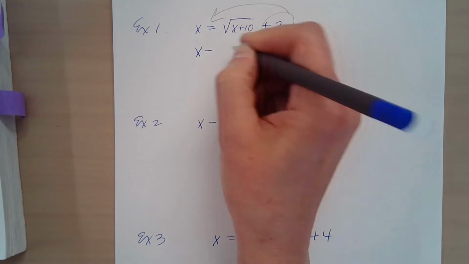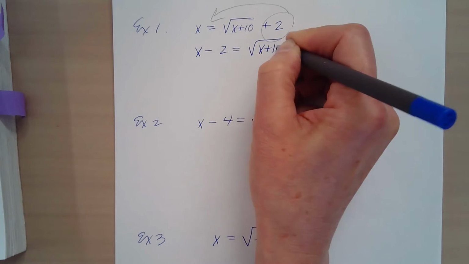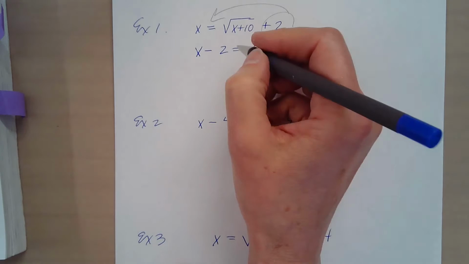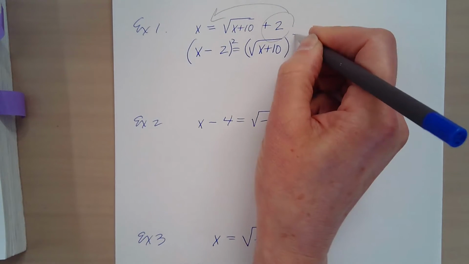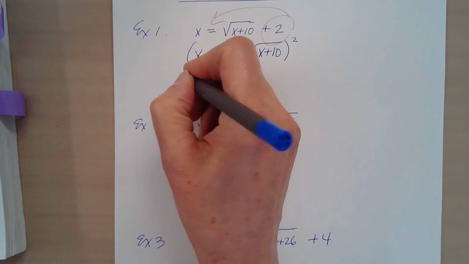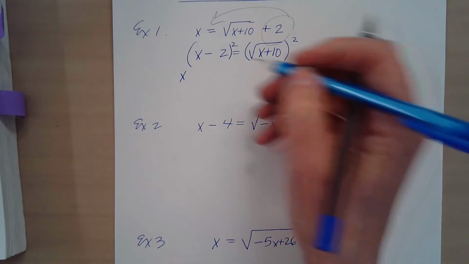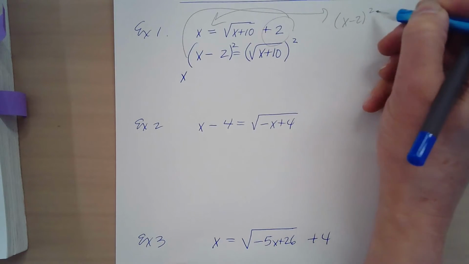So I would get x minus 2 equals root of x plus 10. Anytime you can isolate your radical, you isolate. Now I can square both sides. Now I'm going to do this in my head because I think we're at that stage where you should be able to do it. So what does x minus 2 with a squared symbol really mean?